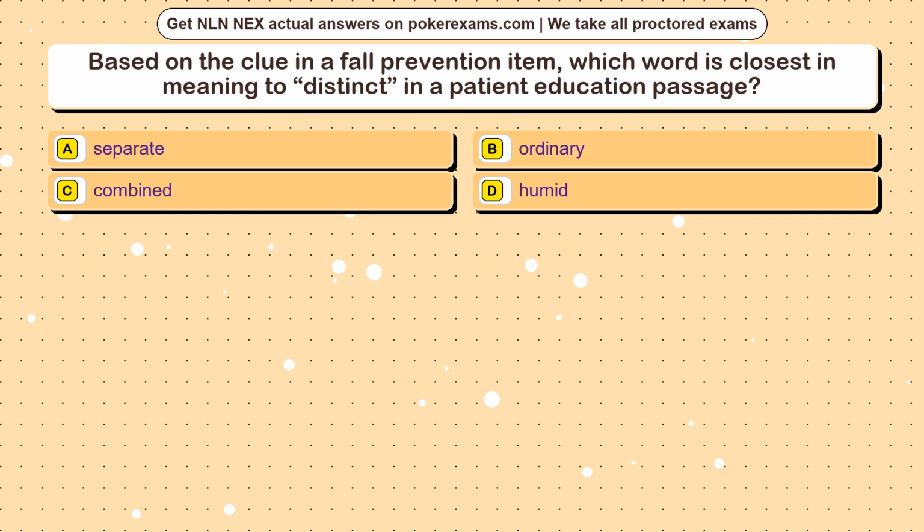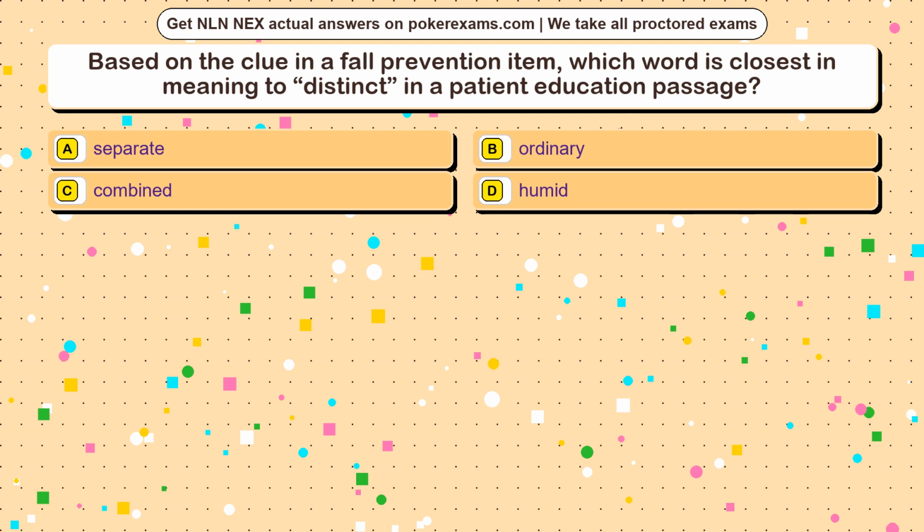Question 17. Based on the clue in a fall prevention item, which word is closest in meaning to distinct in a patient education passage? Option A, separate. Option B, ordinary. Option C, combined. Option D, humid.